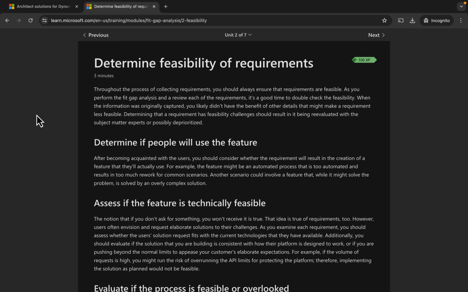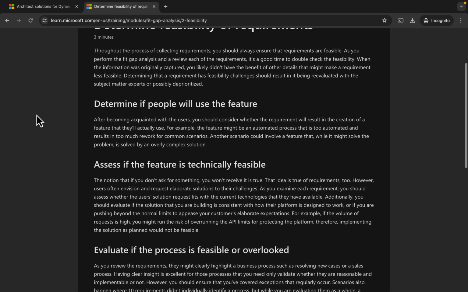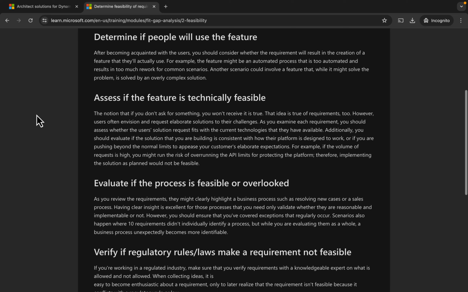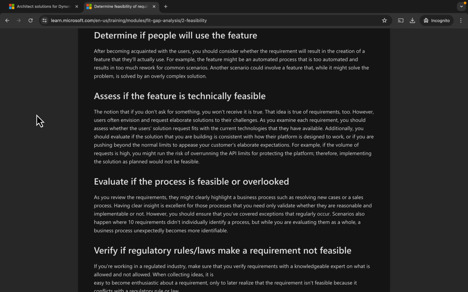Determine feasibility of requirements. Throughout the process of collecting requirements, you should always ensure that requirements are feasible. As you perform the fit gap analysis and a review of each of the requirements, it's a good time to double-check the feasibility. When the information was originally captured, you likely didn't have the benefit of other details that might make a requirement less feasible. Determining that a requirement has feasibility challenges should result in it being re-evaluated with the subject matter experts or possibly deprioritized.